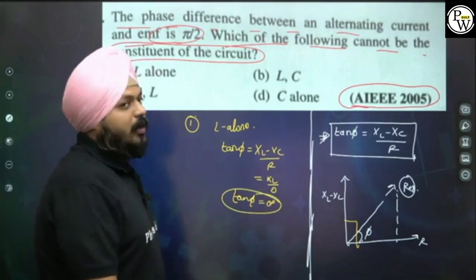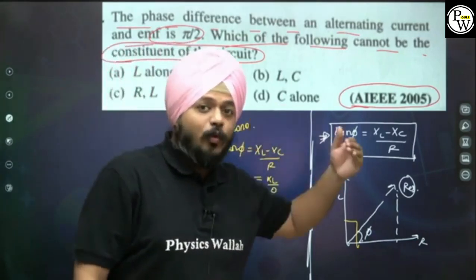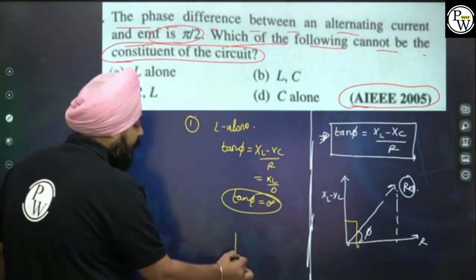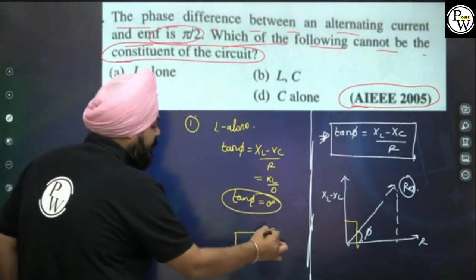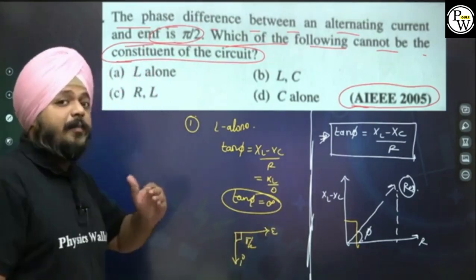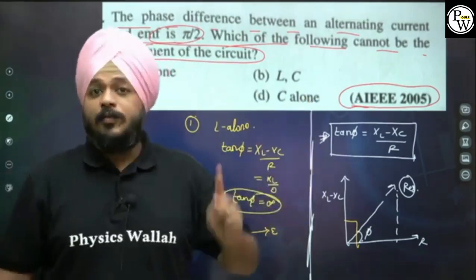Right? So if the circuit contains only an inductor, if you want to plot this phasor, then this will be the current, and this will be the EMF. There can be a phase difference between the current and EMF of pi by 2. This thing we have seen in the phasor.